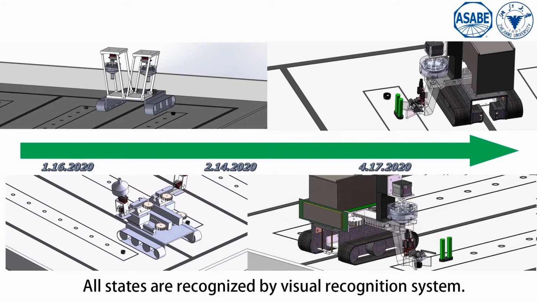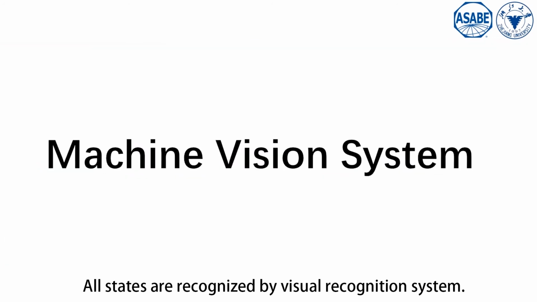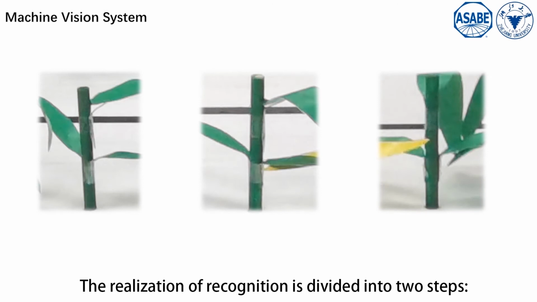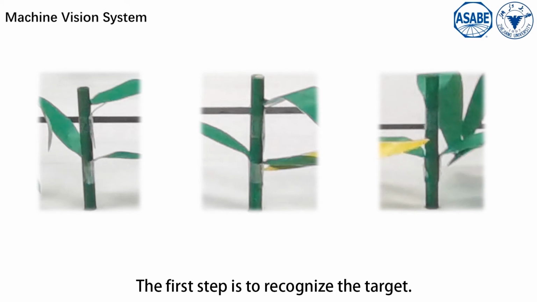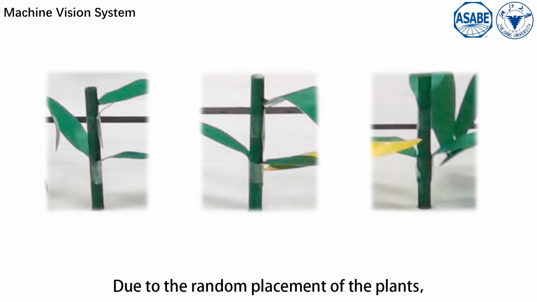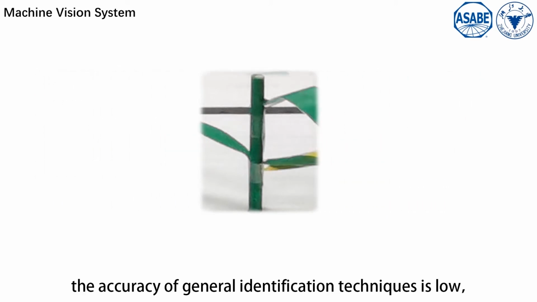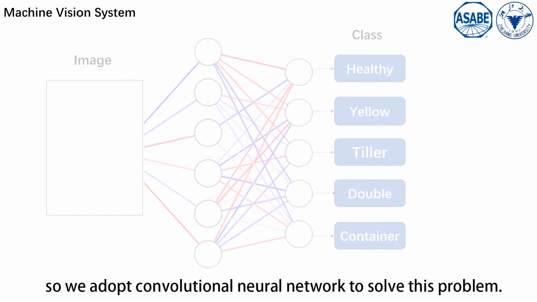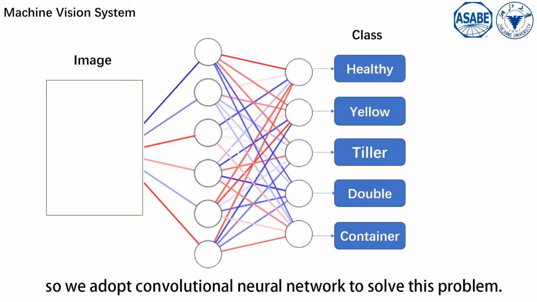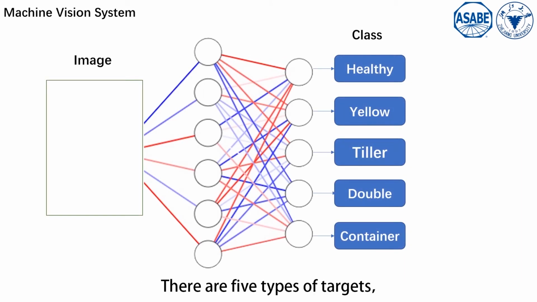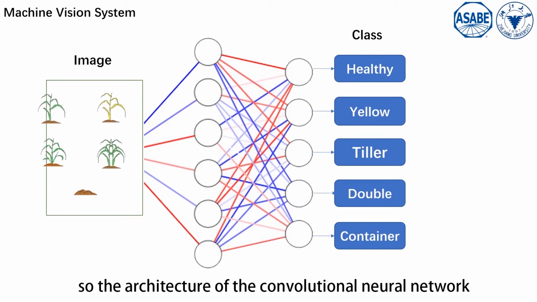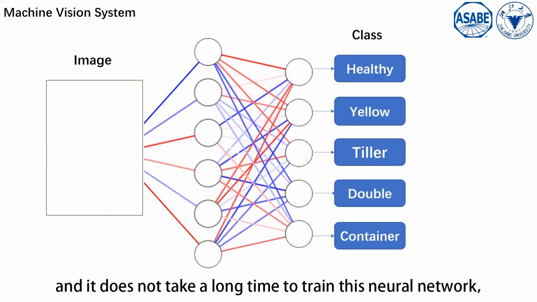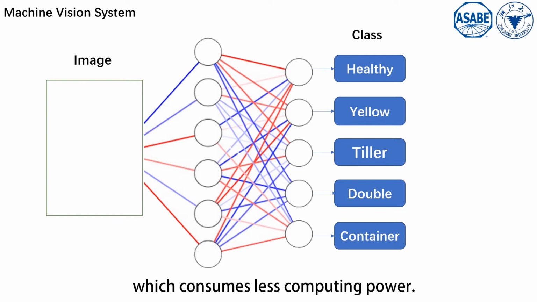All states are recognized by the visual recognition system. The realization of recognition is divided into 2 steps. The first step is to recognize the target. Due to the random placement of the plants, the accuracy of general identification techniques is low, so we adopt the convolutional neural network to solve this problem. There are 5 types of targets, so the architecture of the convolutional neural network is not very complicated, and it does not take a long time to train this neural network, which consumes less computing power.